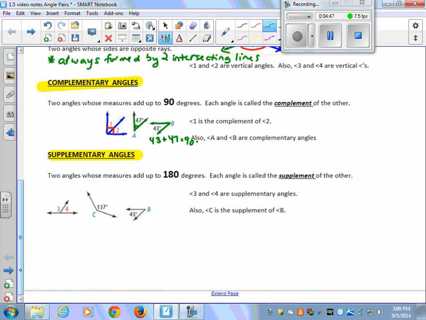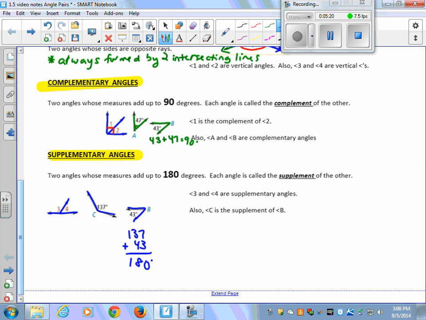Supplementary angles, sounds a little bit like complementary. Supplementary angles are two angles whose measures add up to 180 degrees. So same idea. They don't have to be touching each other. They just have to add up to 180 degrees. So angle C and angle B, if we take their measures and we add them up, we get 180 degrees. So they are supplementary. Now they can be touching each other, but they don't have to be.